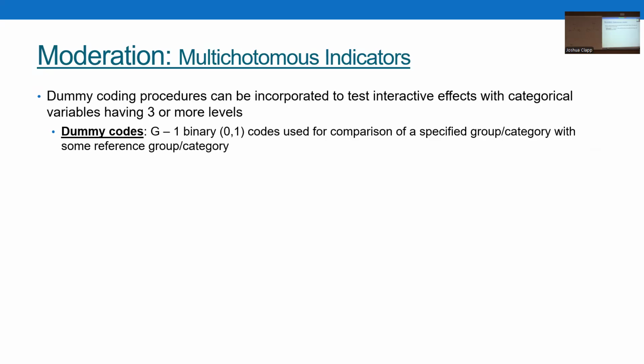If I'm going to dummy code, I'm going to end up with the number of levels of my categorical variable minus 1. That's the number of dummy codes I'm going to have in my model, okay? So for a 3-level variable, I have 2 dummy codes, and that's going to capture all levels. If I had 4, it's going to be 3, so on and so forth, okay?